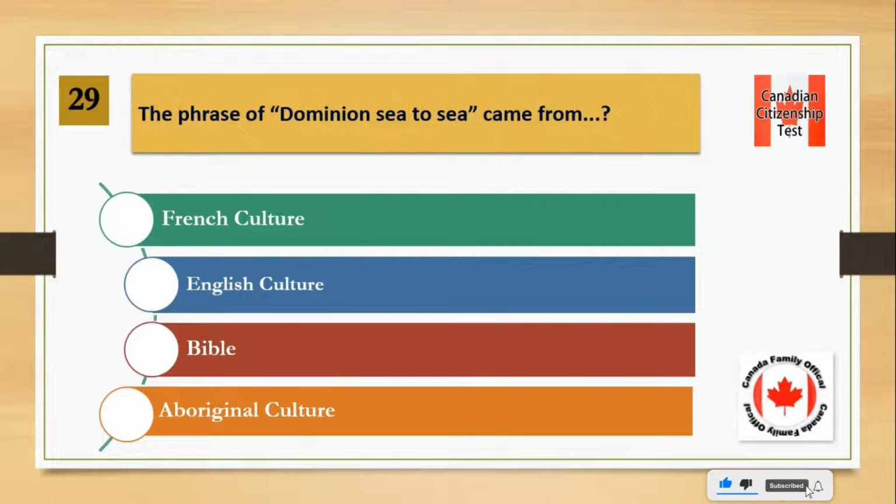The phrase "dominion from sea to sea" came from Number 1, French culture. Number 2, English culture. Number 3, Bible. Number 4, Aboriginal culture. And the answer is Bible.